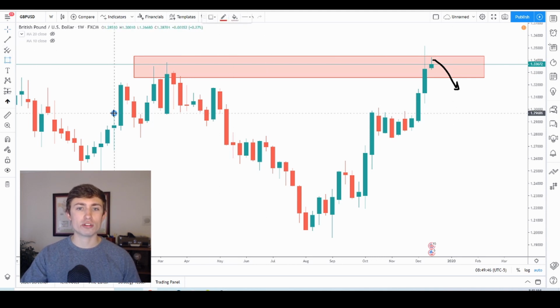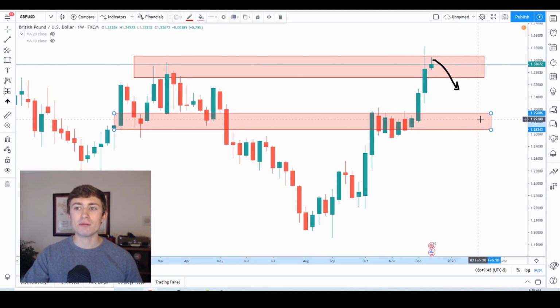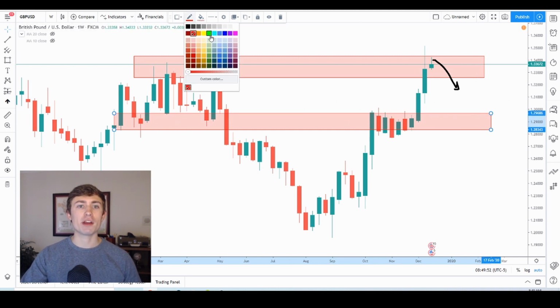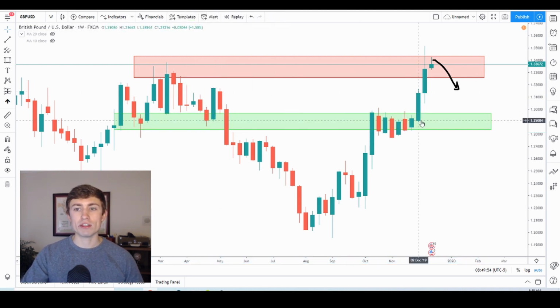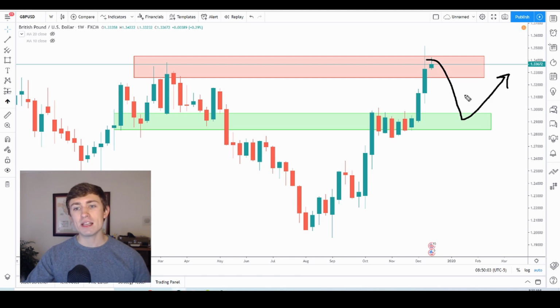Let's take a look at some more structure points, and you can see that we've got this level right around the 1.30 level. That is a major area. It was the source of where we just recently saw this market break out of. And so if you're a bull on GBP, we could see price pull back to this area before maybe even finding a bounce and continuing.